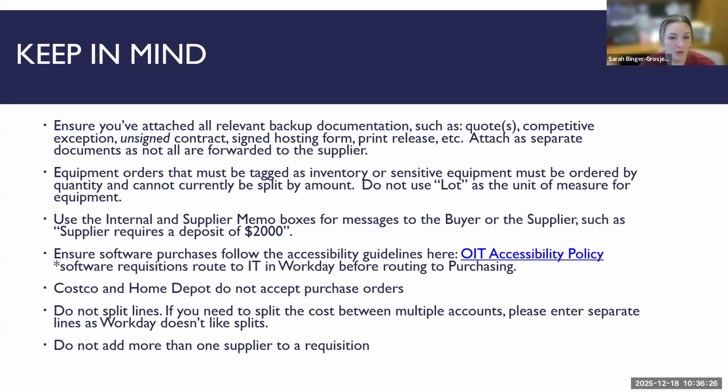Any equipment orders that are going to become assets or sensitive equipment need to be ordered by quantity and they cannot be split. So that is something you will have to remember: if you're trying to split it by multiple accounts, that's something that's going to have to be done on the back end after the purchase order is processed. And you always want to use each as the unit of measure as opposed to trying to lump it all together. These orders should be itemized to match the quote.